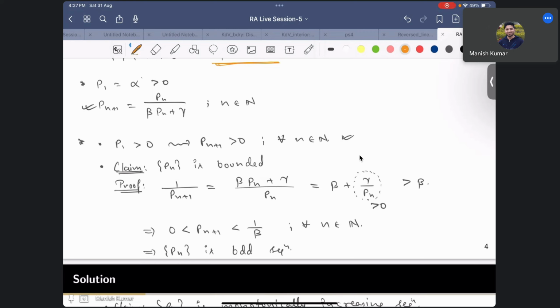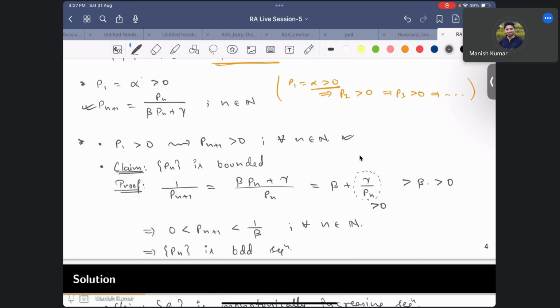So you see, P1 which is alpha greater than 0 implies that P2 is greater than 0, which implies P3 is greater than 0, and so on, right? So here I have used the fact that alpha is greater than 0. Now beta greater than 0 is being used here, to get such a bound. If beta is equal to 0, then we are gone, we cannot show that Pn is bounded.